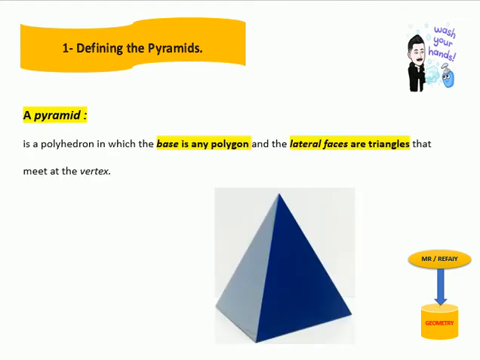A pyramid is a polyhedron in which the base is any polygon, and the lateral faces are triangles that meet at the vertex. Exactly like this one. The base has to be any polygon: triangle, square, rectangle, pentagon, hexagon, any polygon. But the lateral faces have to be triangles. Good.